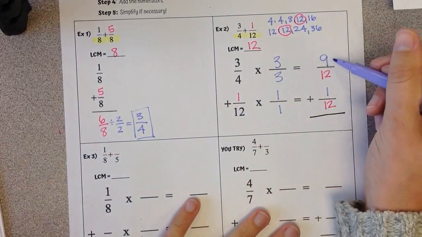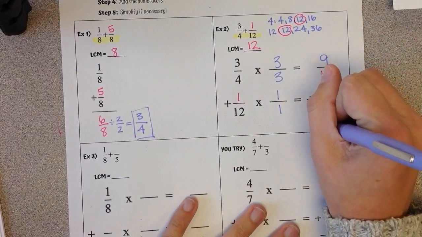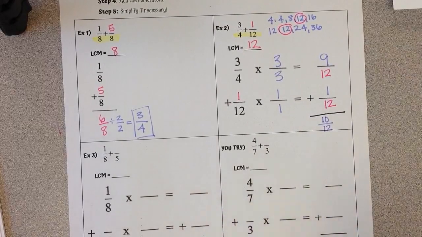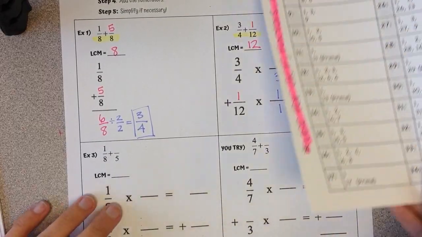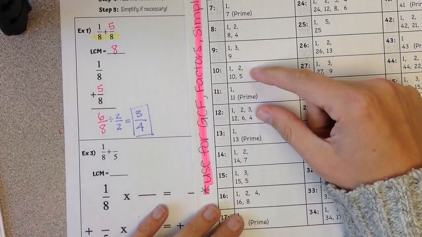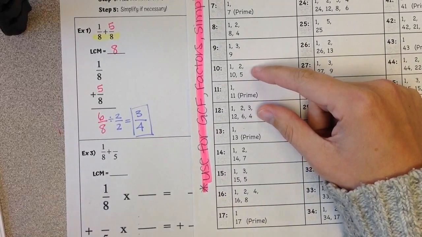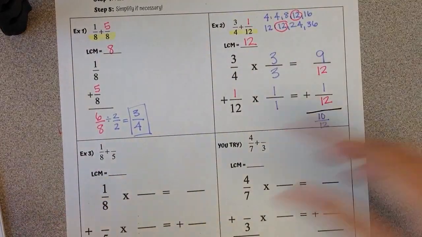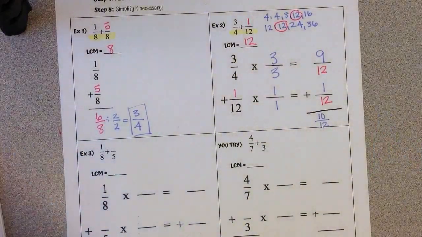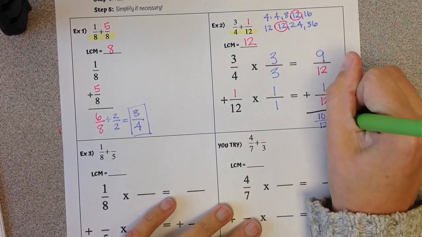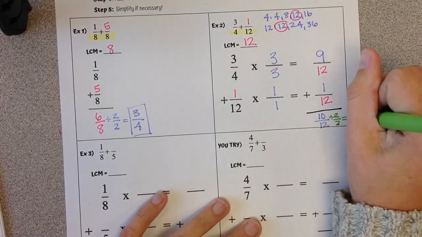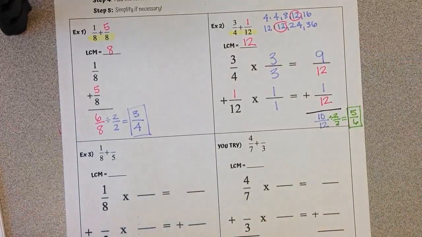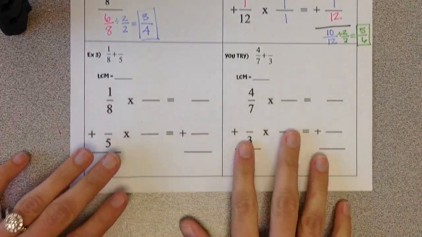Now we're going to add. Again, you just add the numerators. 9 plus 1 is 10 over our denominator of 12. Then I'm going to use my factor chart to double check. 10 and 12. Can they be simplified by anything other than 1? Yes, they both divide by 2. So I'm going to divide the top and the bottom by 2. 10 divided by 2 is 5. 12 divided by 2 is 6. So our simplified answer is 5/6.